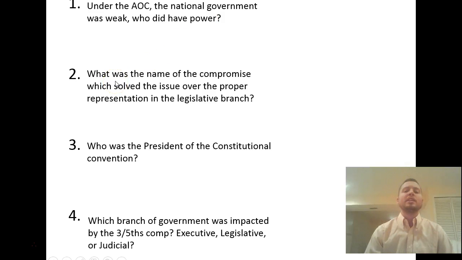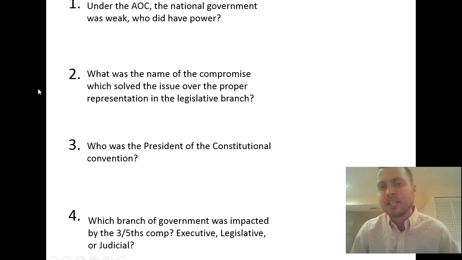Number 2, what was the name of the compromise which solved the issue over the proper representation in the legislative branch? That would be the Great Compromise. It was so important. It was called the Great Compromise. It created a bicameral legislature, the House of Reps and the Senate.